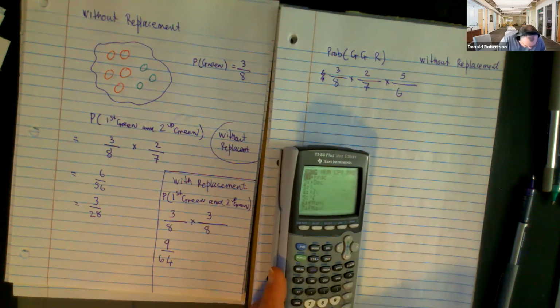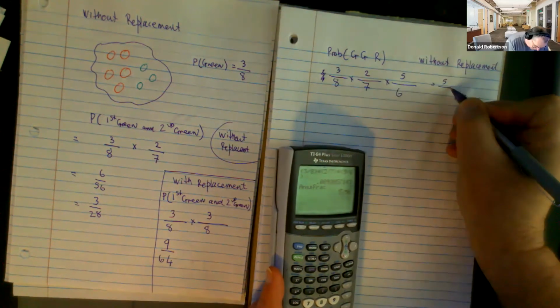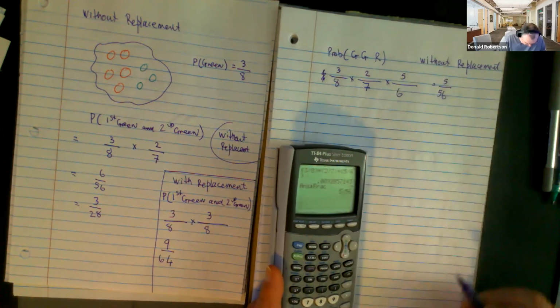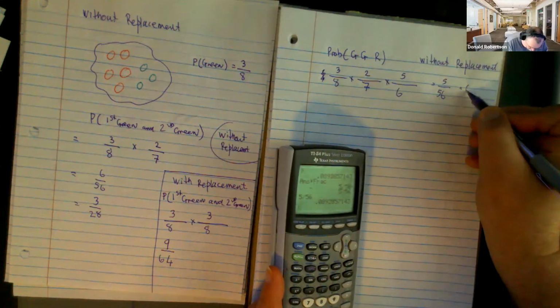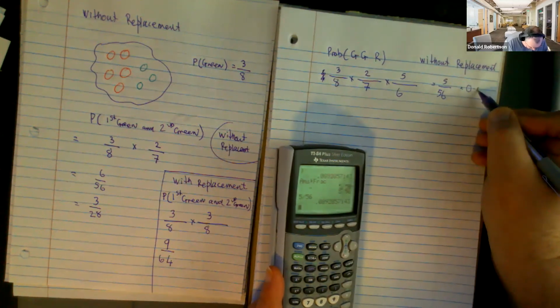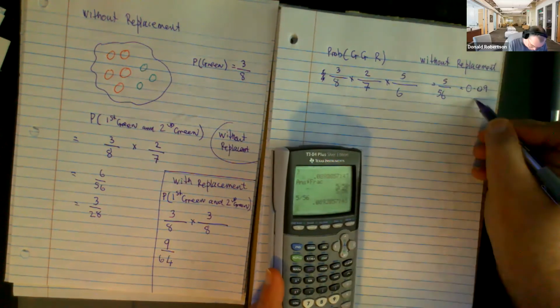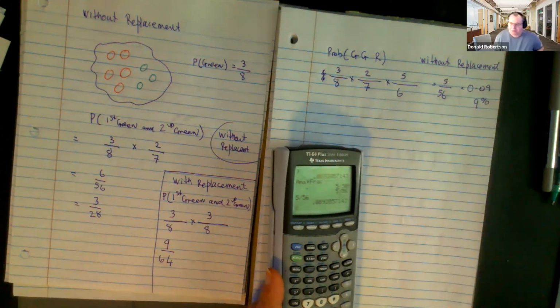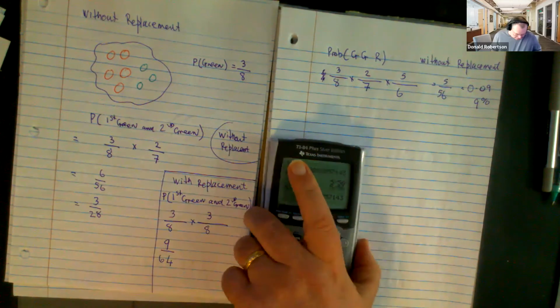And then math number 1, make me a fraction. And the answer is 5 out of 56. And if they wanted to know the answer as a decimal, it would be approximately 0.09. Or 9% chance of that happening. Right, now that is without replacement.